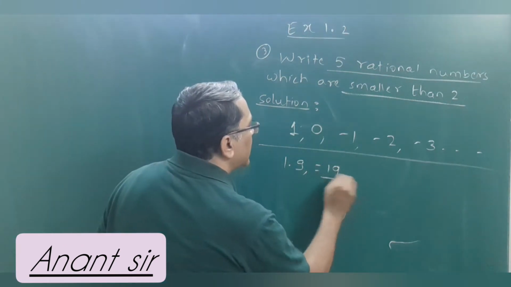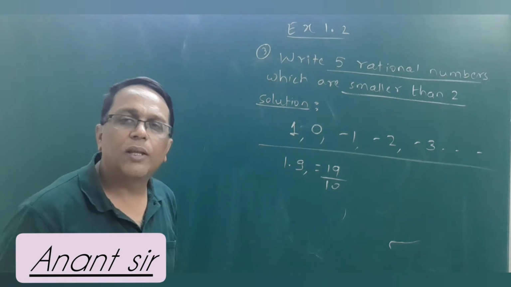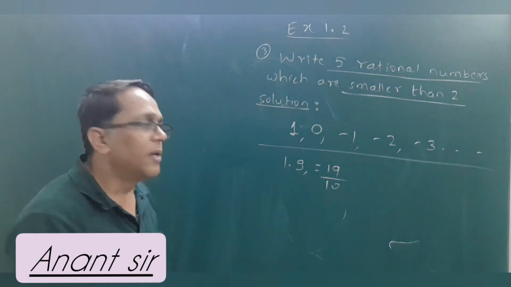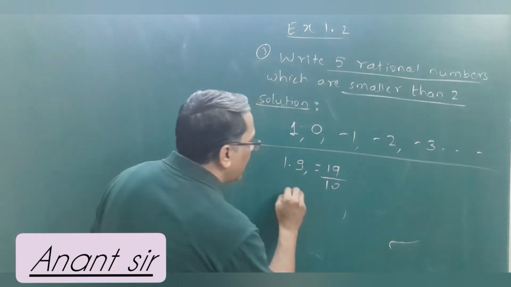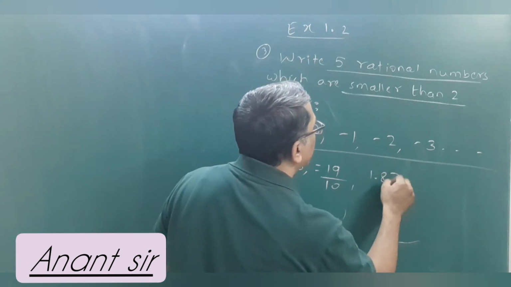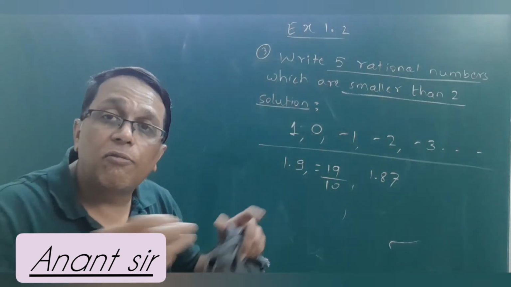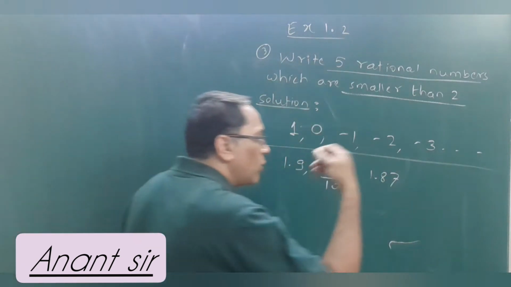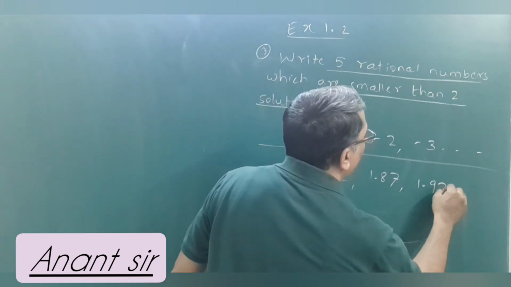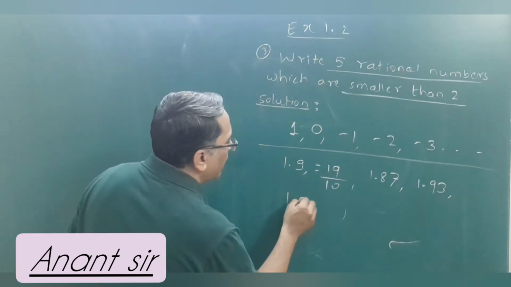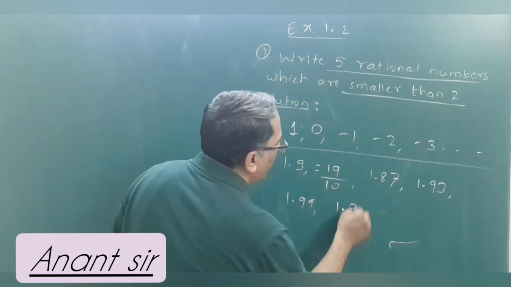I can write this as 19 by 10, in the form of numerator and denominator. So this is also a rational number. Similarly, you can write 1.87. You can write infinite rational numbers. So you can write any 5 numbers. I am going to write 1.99, 1.98.